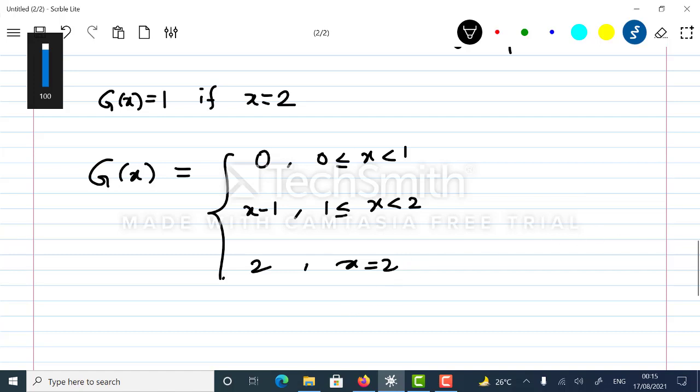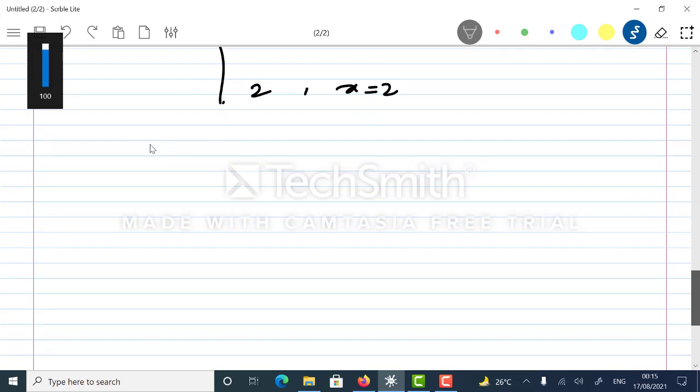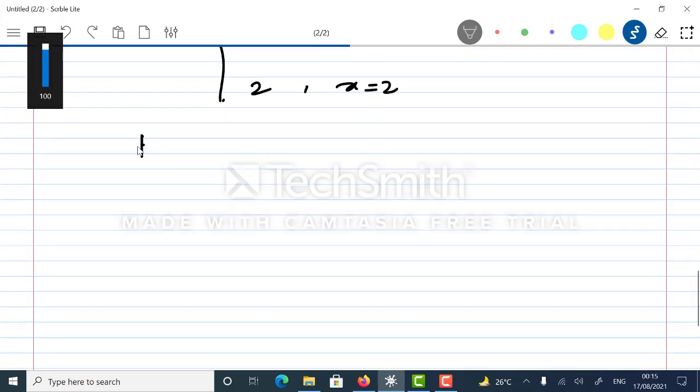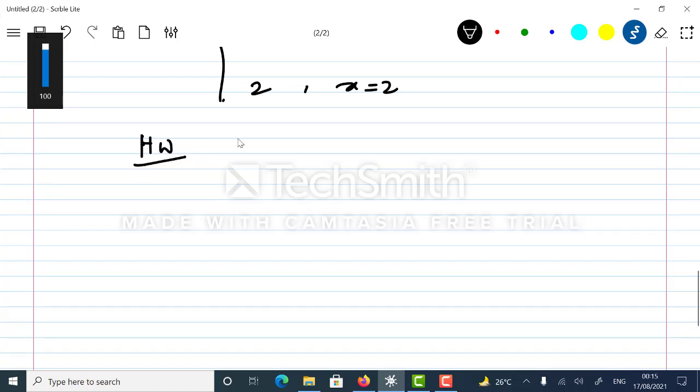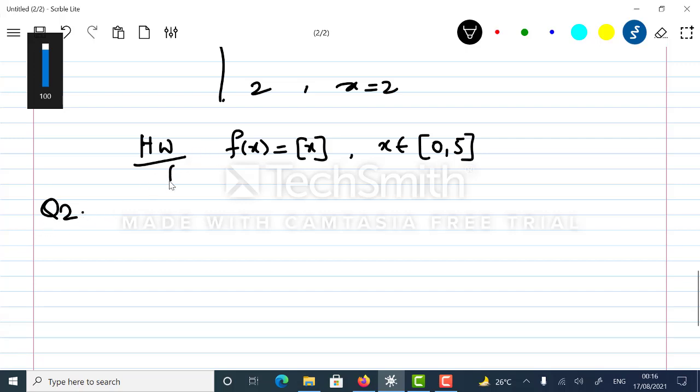Let me have one more example. So there could be a homework example. You find out the indefinite integral if f of x is equal to box x and x belongs to 0 to 5. This is very simple, so I'm not doing anything. So second example which I'll take is, again find g if f of x is this. So again find g. So g of x, that is indefinite integral.